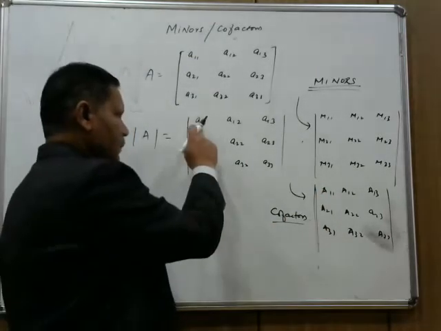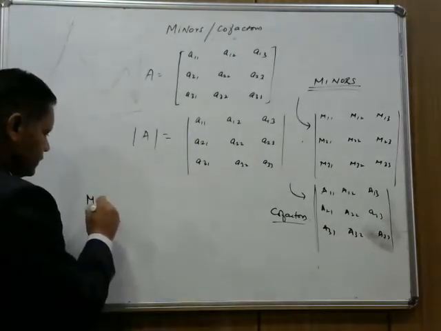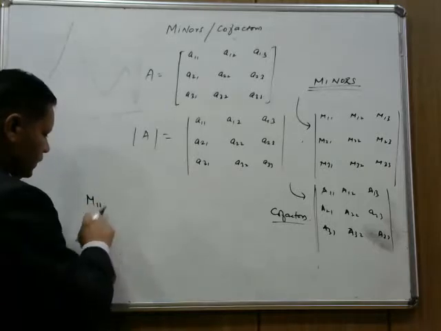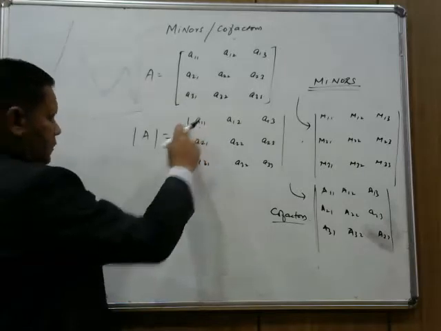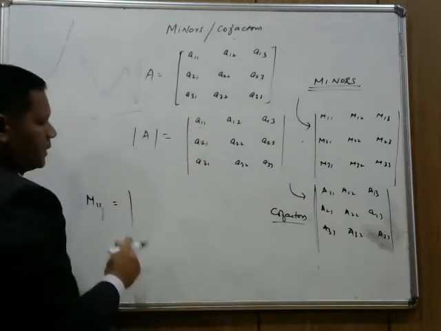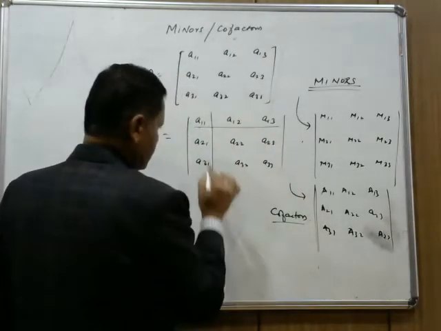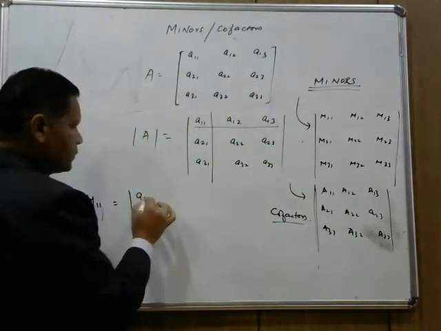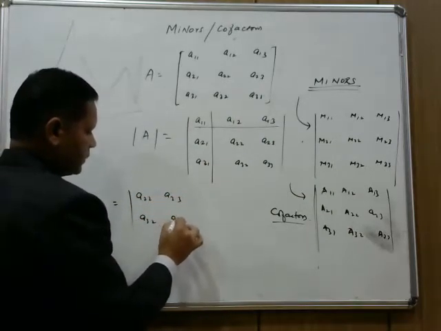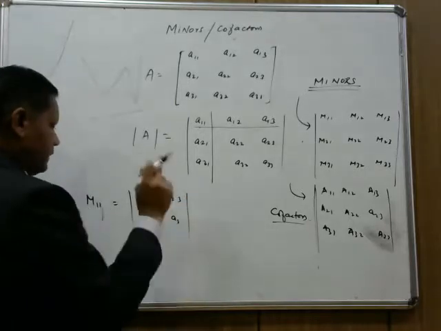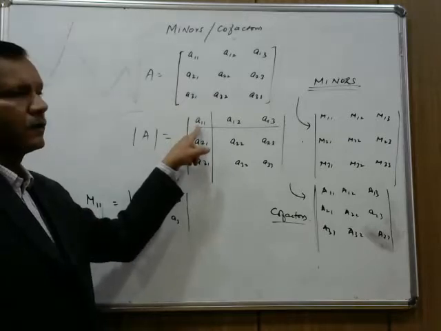Suppose I have to find out the minor for the first element a11. So now the minor M11, that means I am finding the minor for a11. So now this is equal to, you remove this row and column, and are left with a22, a23, a32, a33. This is the minor of the first element, that is for a11.